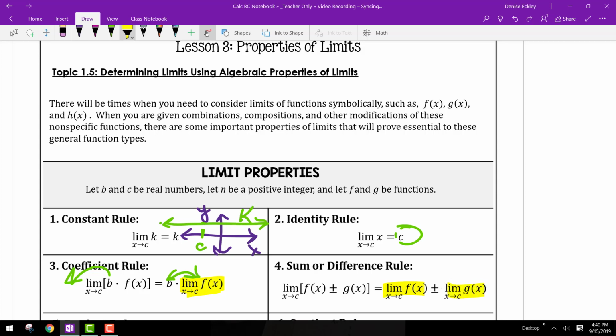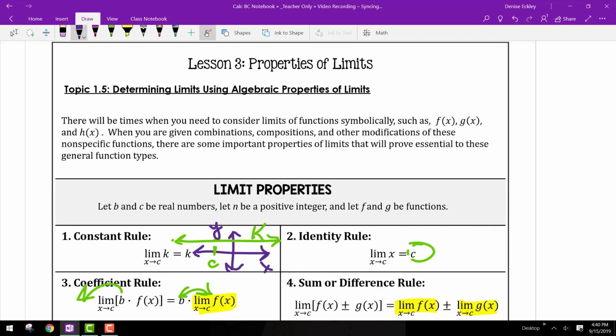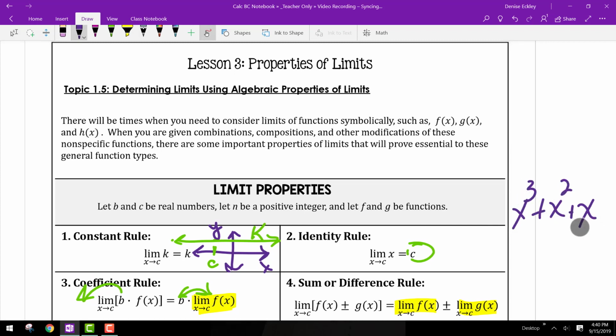And we will use that quite a bit when we are talking about polynomials. So we can treat each term of a polynomial as its own separate function. So something like x to the third plus x squared plus x, we can think of these functions as f, g, and h. So we can take the limit of each one separately and then add those limits together. That's going to come into play quite a bit.